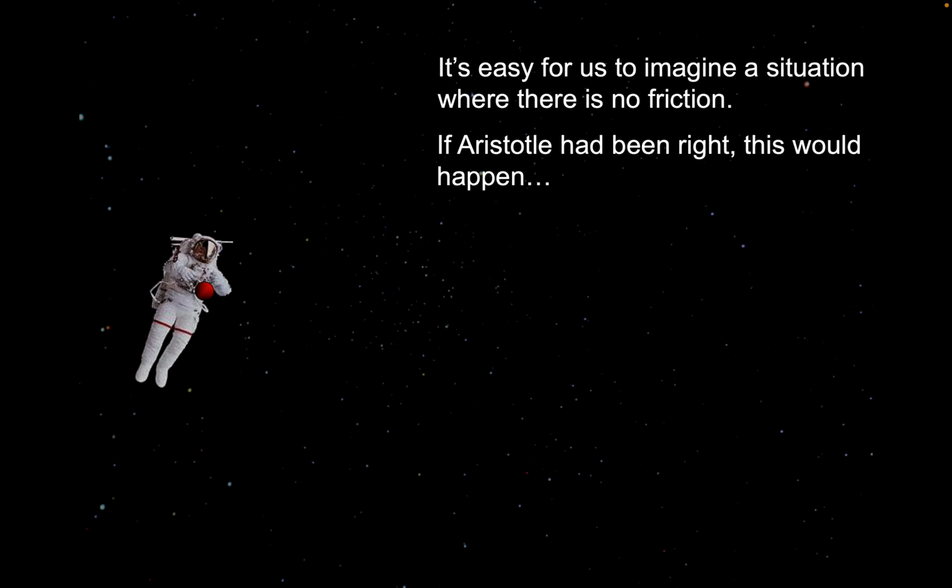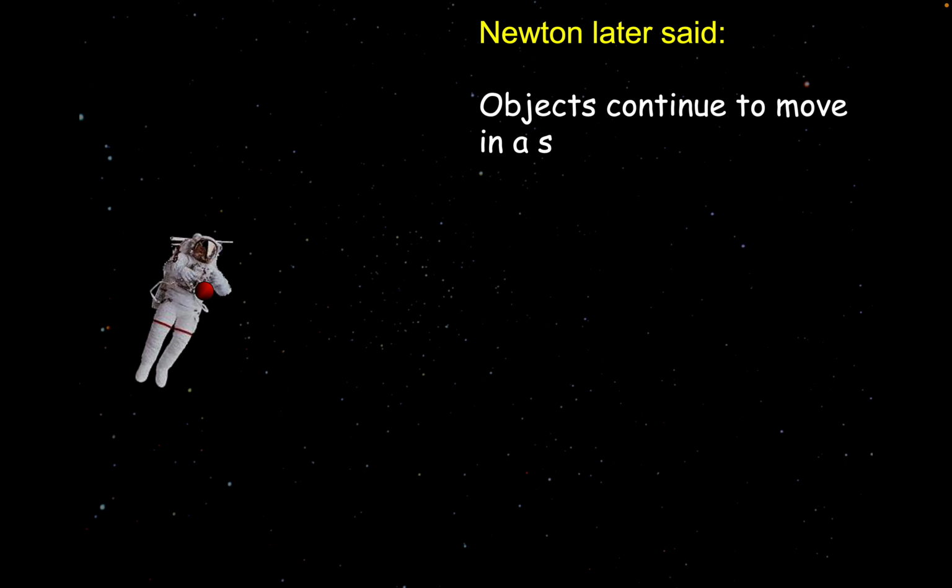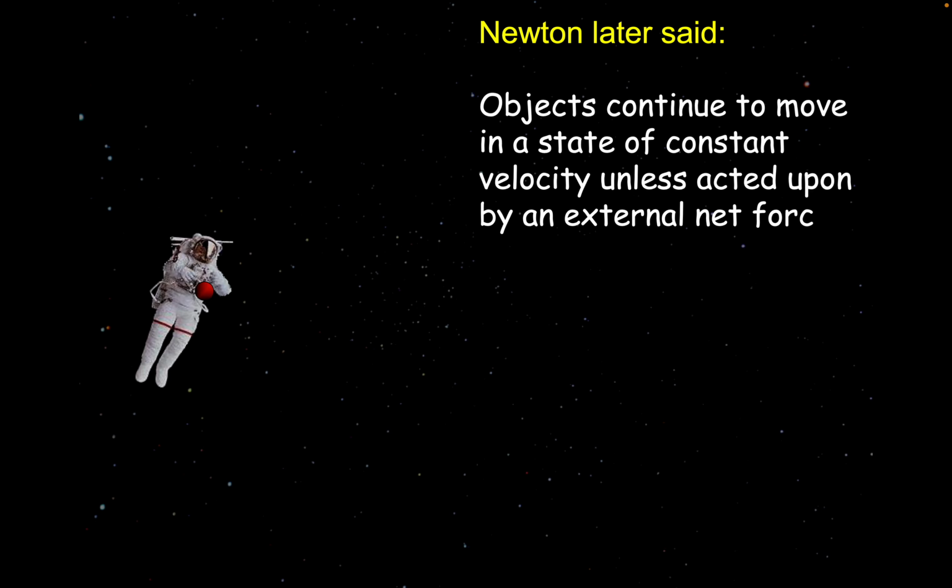So if Aristotle's idea had been correct, this is what you would see happen, because look what happens when the astronaut lets go of the ball or pushes the ball away. If Aristotle was right, then the ball wouldn't be able to continue moving, and it would stop because the force on it was only momentarily in action when the astronaut pushed it. However, Newton explained motion better.